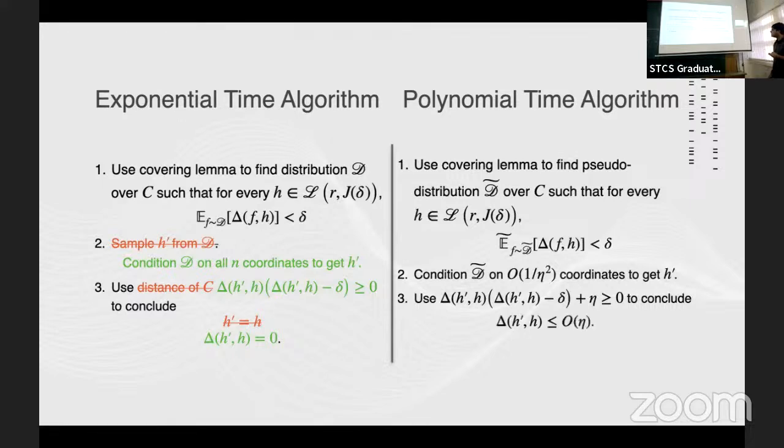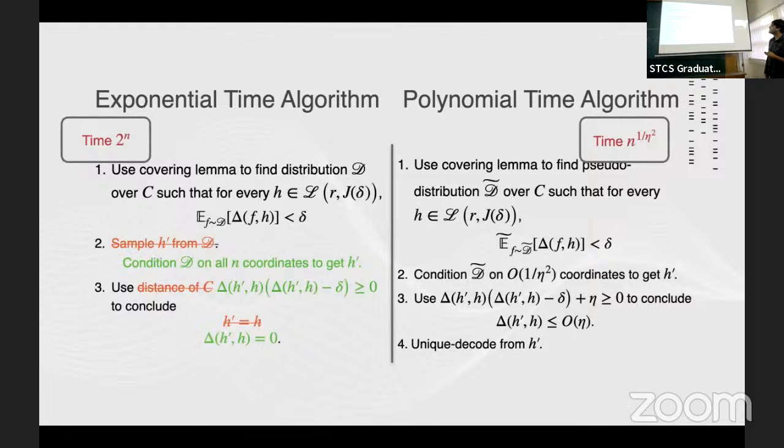And with this quadratic inequality, I can conclude that H prime and H will be order eta close. It won't be 0 like in the exponential case. But I have unique decoders available here, so I can just get rid of the final eta error very quickly. You can just round it. So finally, I unique decode from H. The first step itself took time exponential, and here we can do this in n to the 1 over eta square because that's the degree of SOS that we go for.